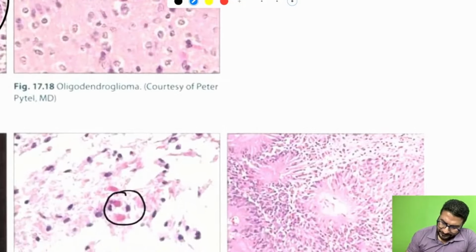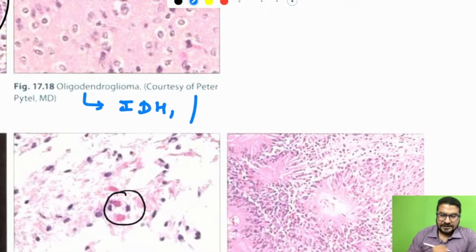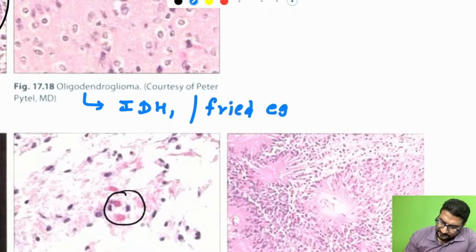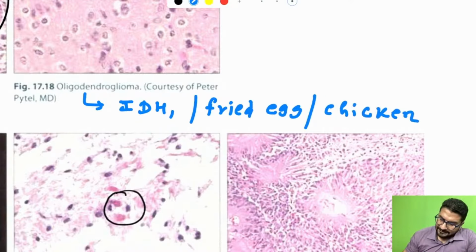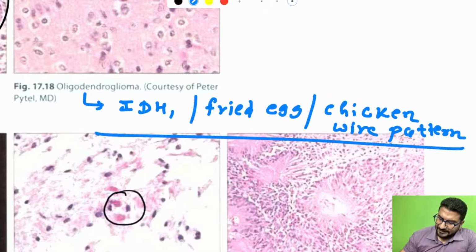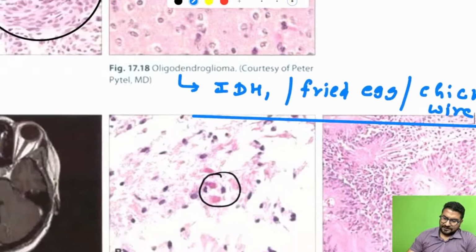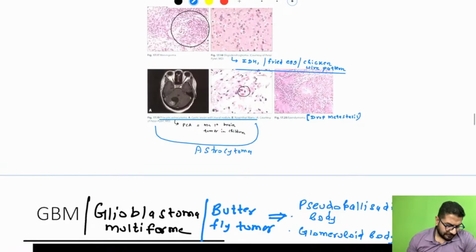Now coming to oligodendroglioma, remember it occurs due to IDH1 mutation. So here basically you will find fried egg appearance and chicken wire pattern. So we also call this the non-veg tumor. Fried egg appearance, chicken wire pattern. So these are the MCQs which they ask on brain tumors.